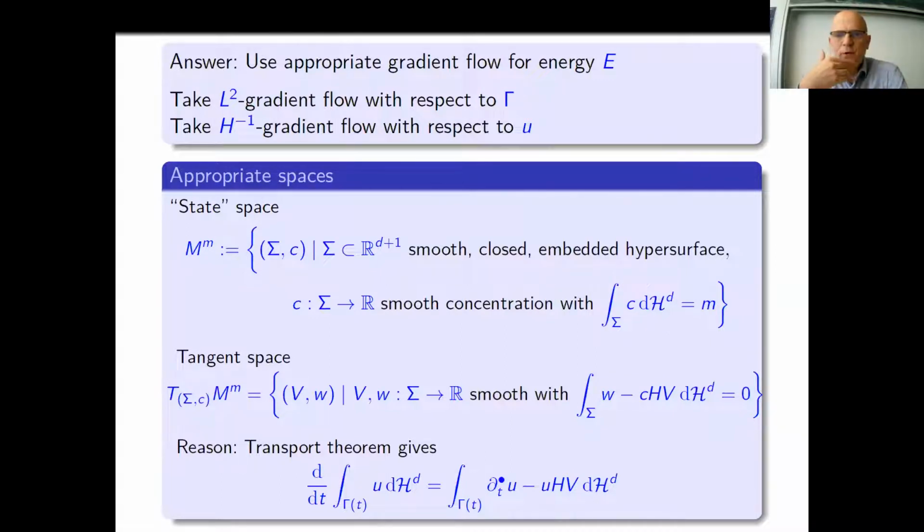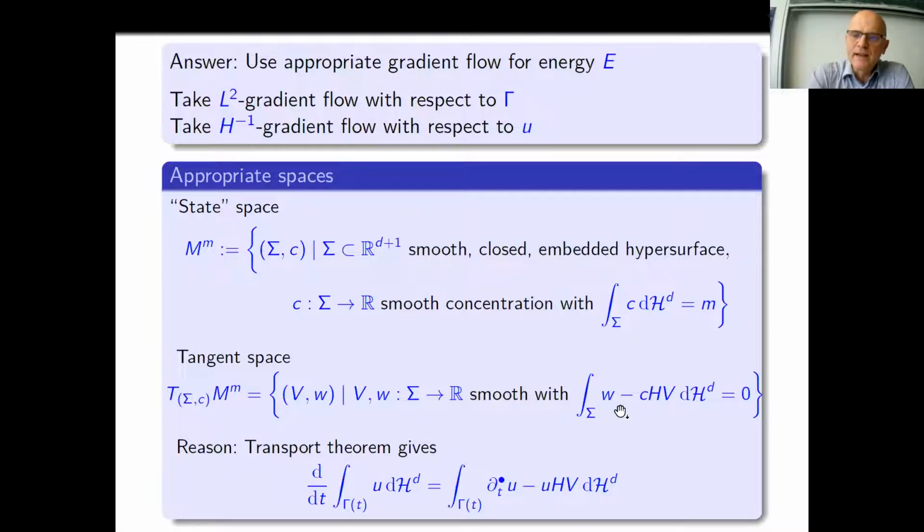So now I have to say what is, at least formally, the tangent space of the state space. If I change the geometry, if I change the concentration, I can only do it in such a way that after this change, the total concentration fulfills this law. So I can flow the surface with a normal velocity v. I can change the c to c plus delta times v, but the v needs to fulfill a certain identity, and that is the following.